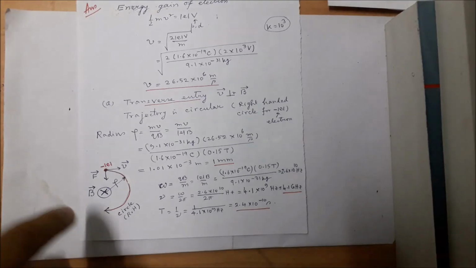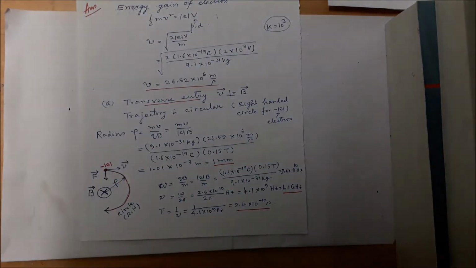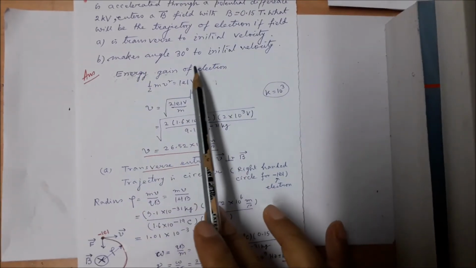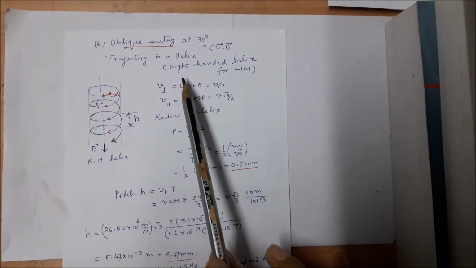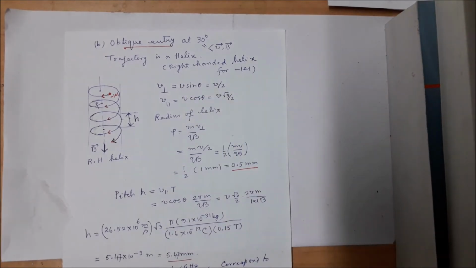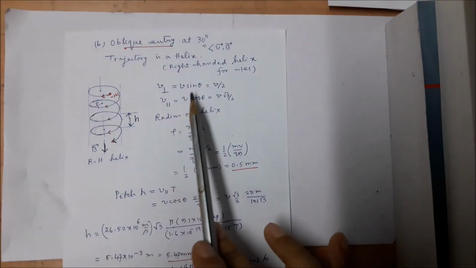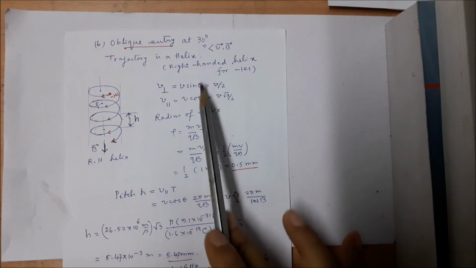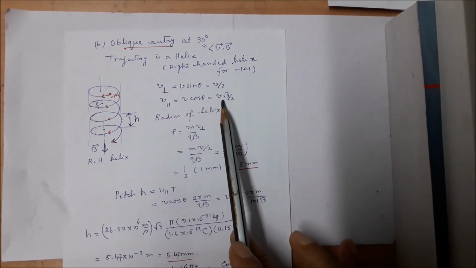So this is the circle, the right-handed circle that is traced. Regarding the next question of oblique entry, the trajectory will be helix, and obviously again a right-handed helix. So B is down, so it will be a right-handed helix, and V perpendicular is V sine theta, theta is 30 degrees, and V parallel is V cos theta, so we have this value.